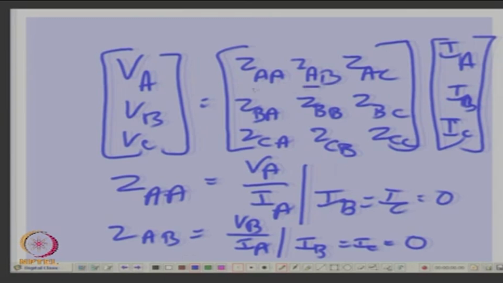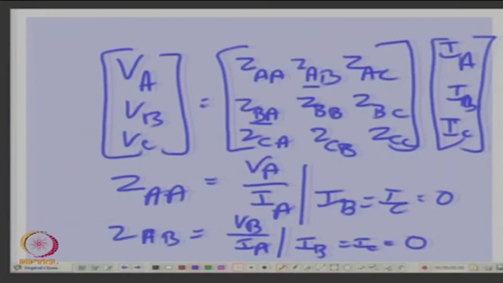Because the ZAB or ZBA we will say. So, should not ZAB equal to VA by IB? VA by IB, ZAB, no? Yes, sir. VA by IB when? Okay, yeah, but I think this is ZBA. Yes, sir. ZBA is VB by IA when, that is right, okay. So, you can have all the impedances like this.